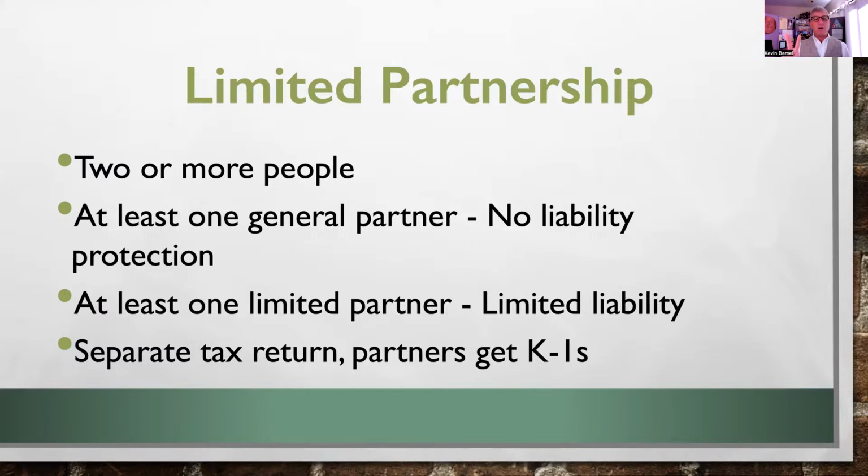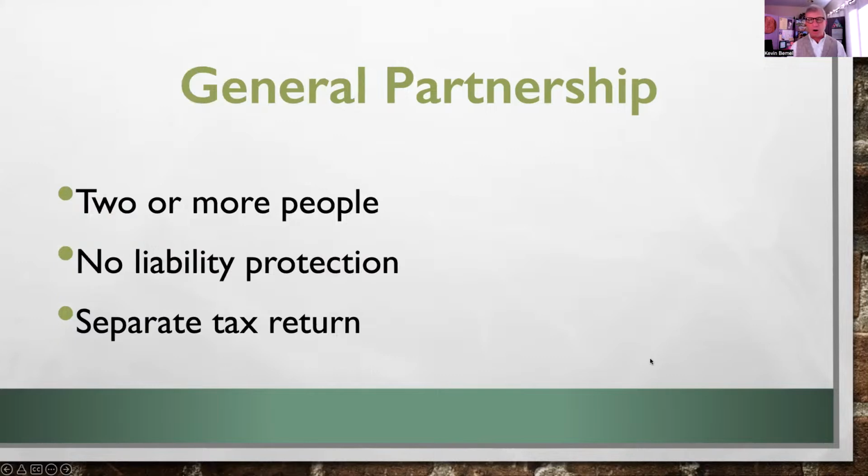Again, two or more partners, at least one general partner who has no liability protection, at least one limited partner who has limited liability. It's a separate entity, a pass-through entity, and so it prepares its own tax return, and then the partners get their K-1s. So that was the third one, limited partnership.